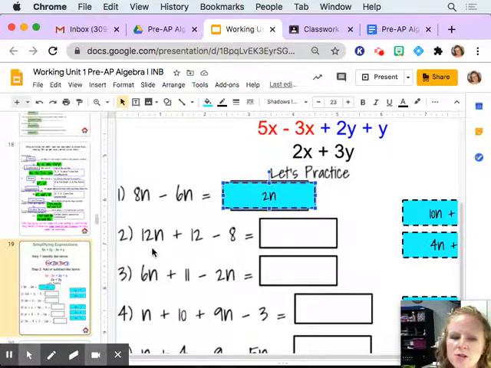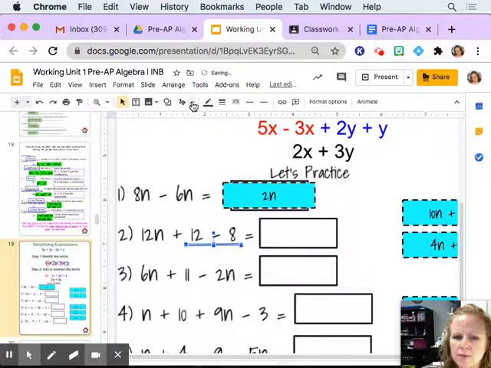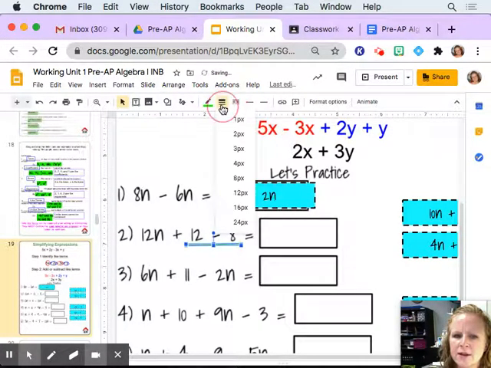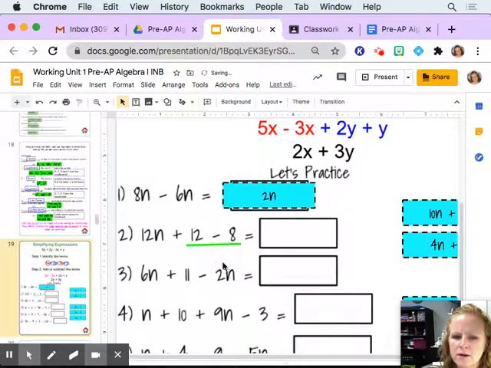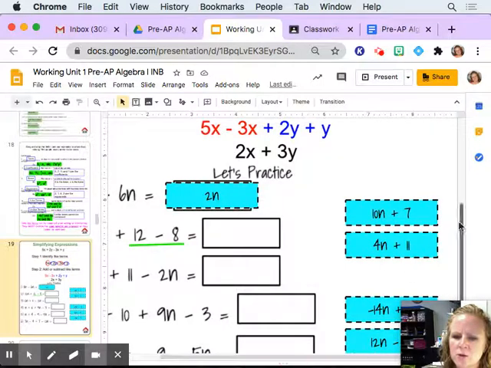Okay. 12n plus 12 minus 8. Yeah, we're just going to do this 12 minus 8. If you want to get your scribble tool, you can put a little line underneath, make it a different color, make it a little thicker. And so we know 12 minus 8 can be combined. So we are left with the 12n, and then 12 minus 8 is 4. So 12n.